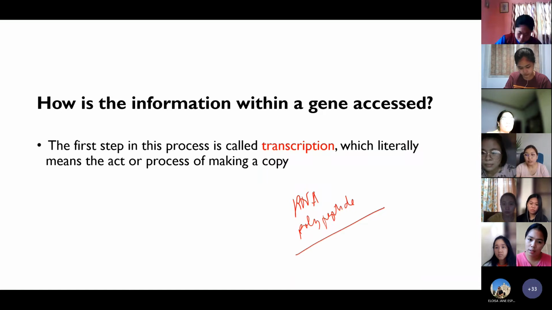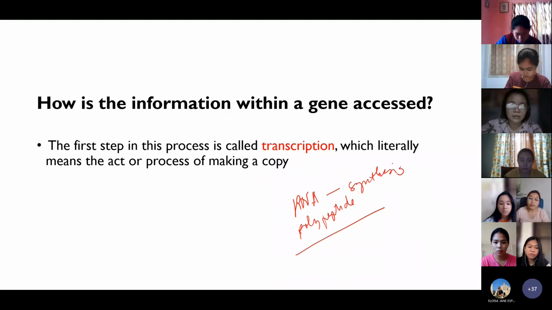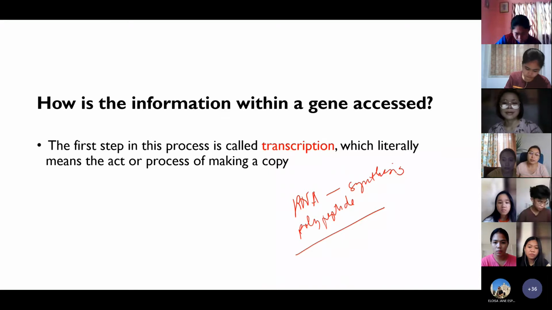So let's go back to the question of how we can access the gene. Again, it is through transcription. In genetics, transcription refers to the process of synthesizing RNA from a DNA sequence. So we will talk about the synthesis of RNA. The structure of DNA is not altered as a result of transcription. Rather, the DNA base sequence has only been accessed to make a copy in the form of RNA.